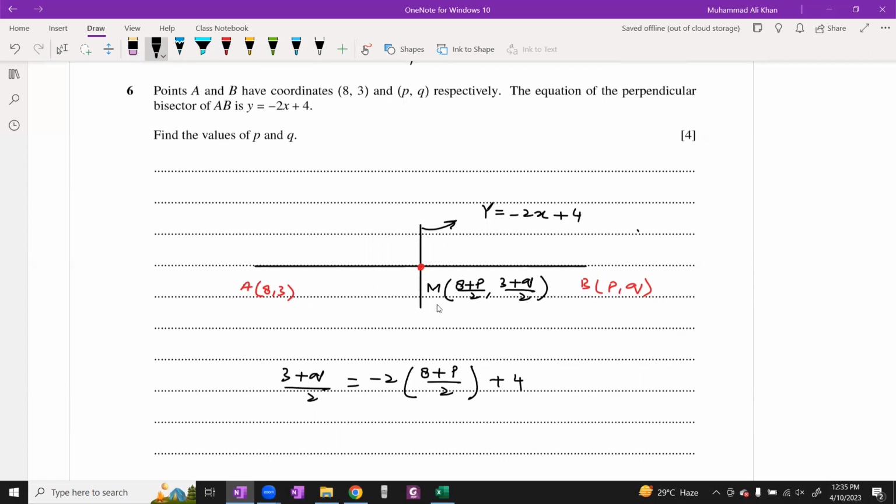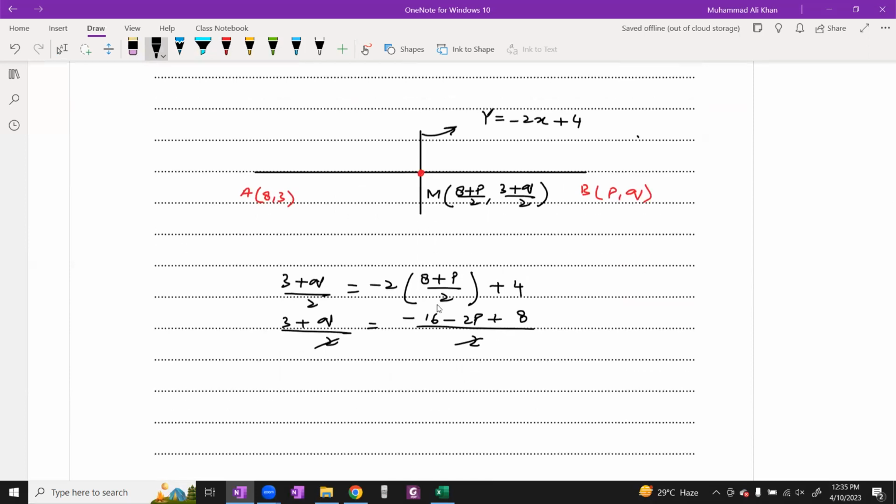LCM ले रहा हूं मैं राइट साइड पर 2 से. (3 प्लस q) ओवर 2 इक्वल्स माइनस 2 से मल्टीप्लाई, (minus 16 minus 2p plus 8) whole divided by 2. So it will be 3 plus q equals to minus 2p minus 8, and q equals to minus 2p minus 11. Let's say this is an equation.